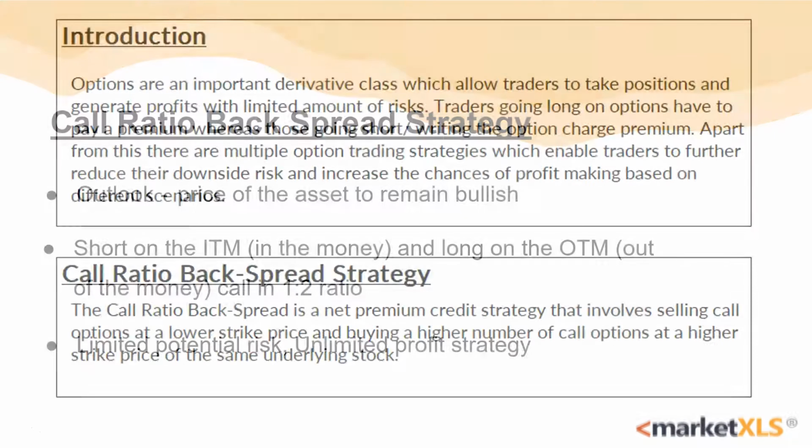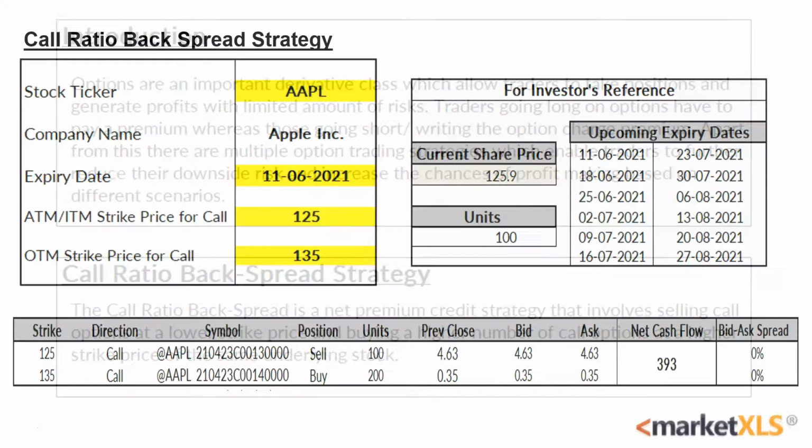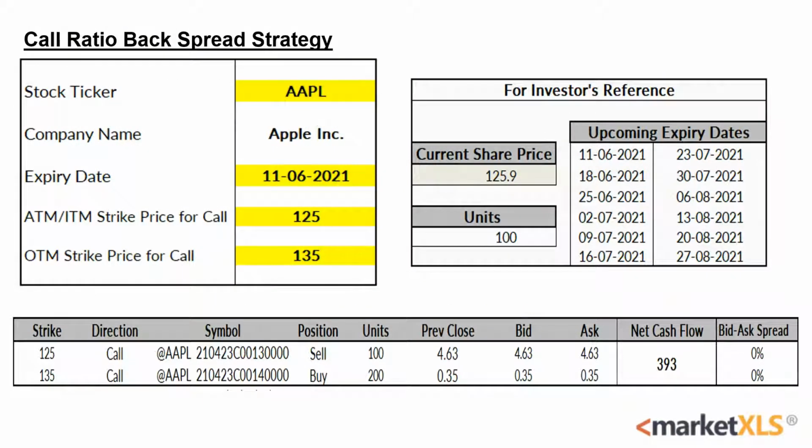MarketXLS offers a template for this strategy. Here's an introduction page, and here's an active template. The yellow cells have to be inputted by the user, so the stock ticker, strike prices, and expiry date. On the right side, some upcoming expiry dates are available for reference.